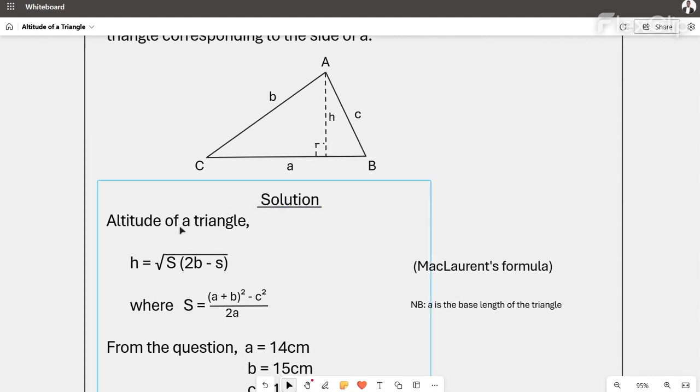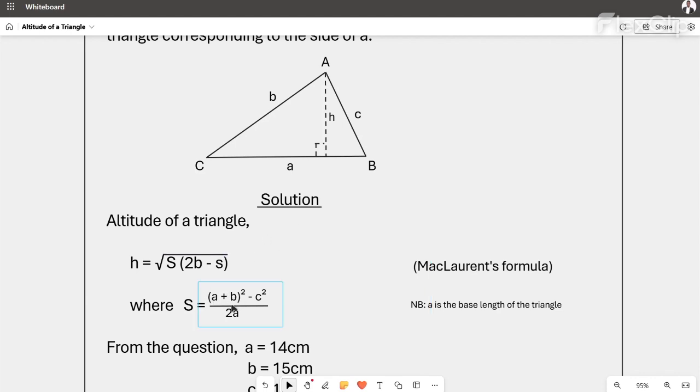Okay, altitude of a triangle. The formula says H is equal to square root of S times (S minus 2B)... I mean, H equals the square root of S times (2B minus S), close bracket, where S is equal to (A plus B) squared minus C squared, all over 2 times A. This formula you are seeing here is known as MacLaurent's formula. The man called MacLaurent is the person who introduced this formula, and this formula works like magic.